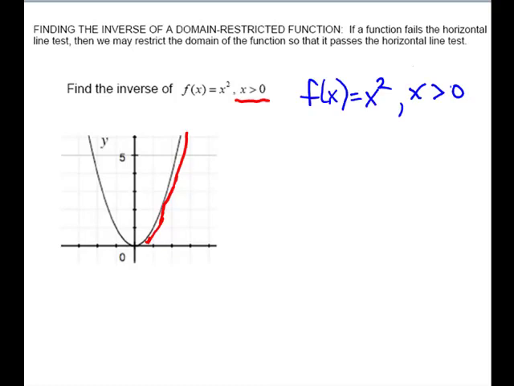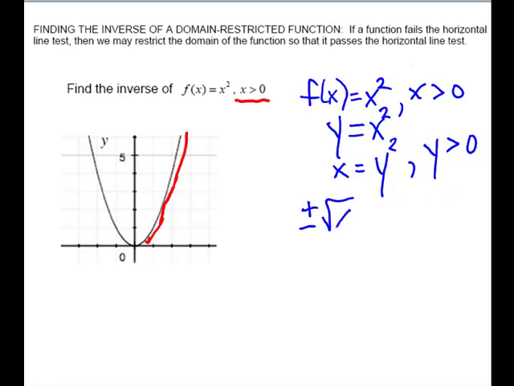So remember, we would make f of x, this is y, equals x squared, and we're going to reverse x and y. So this will be x, this will be y. Also, we have to reverse here. So we're going to have y greater than 0. Now we're going to isolate the y. So this is where you would do your square root. So plus or minus the square root of x equals y.